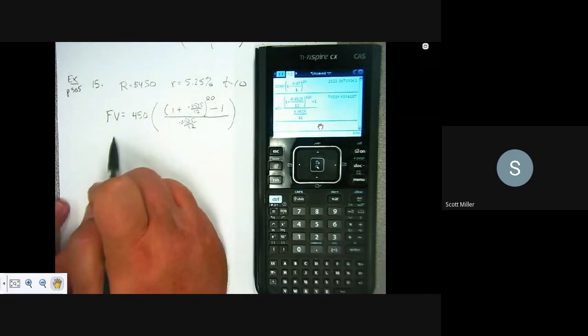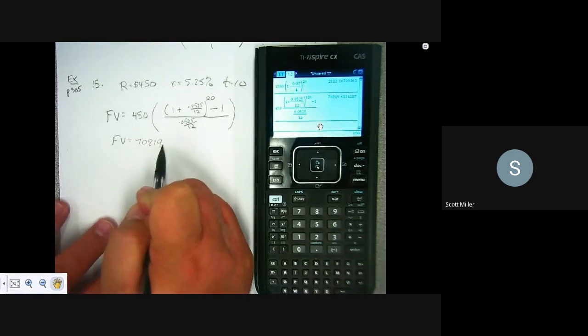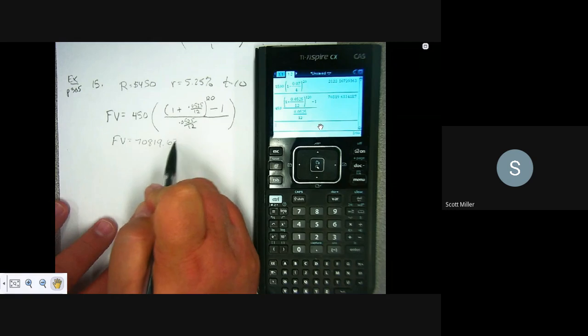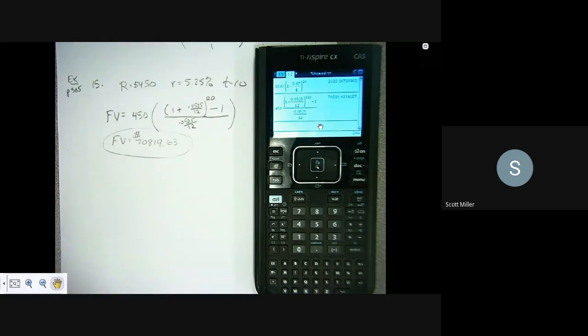And I get a future value of $70,819.63. So that's kind of how these things work.